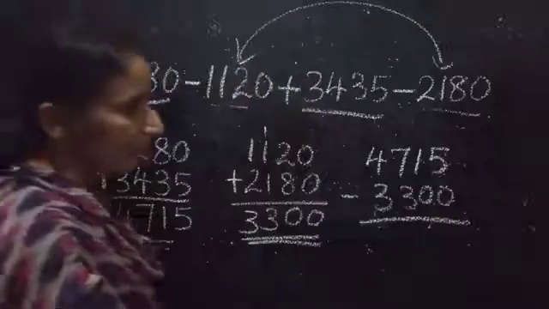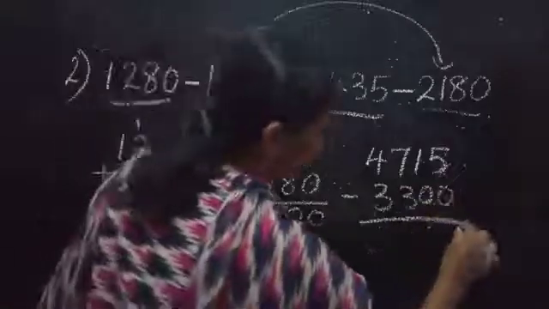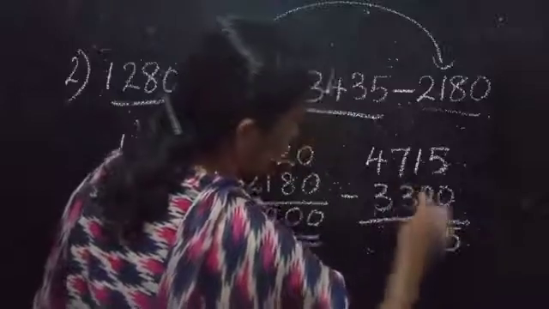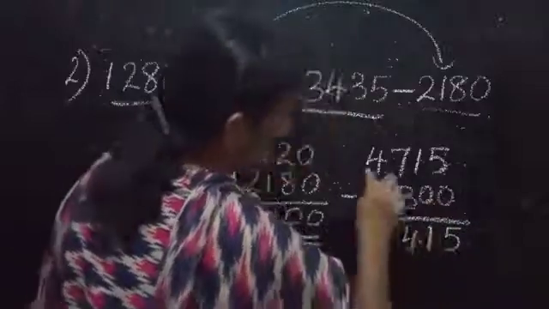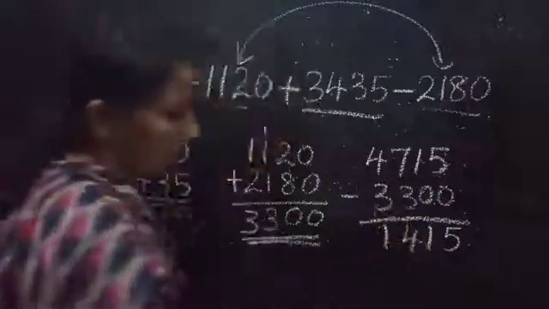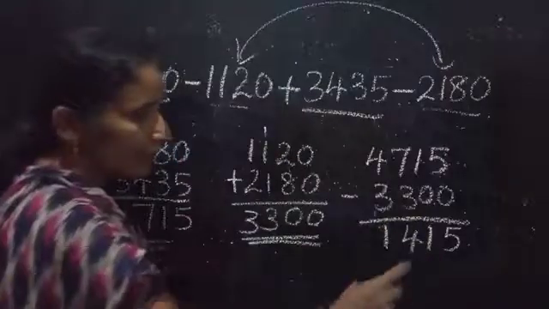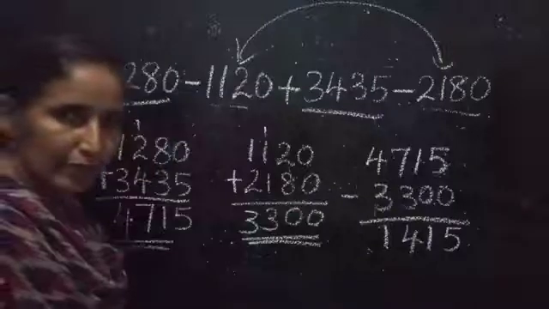Okay? 5 minus 0, 5. 1 minus 0, 1. 7 minus 3, 4. 4 minus 3, 1. So, the answer we are getting is 1,415. Understood? Okay, children, let us do one more question.